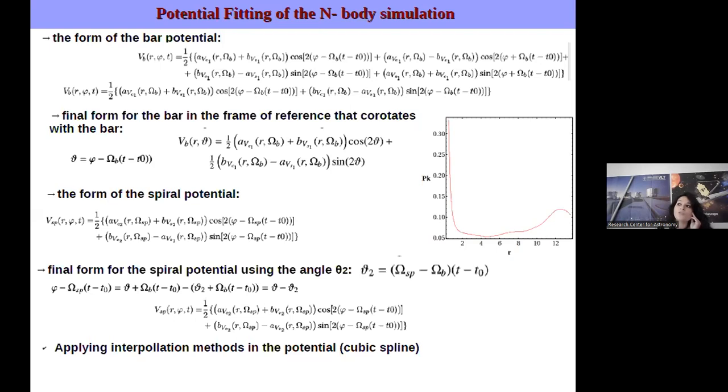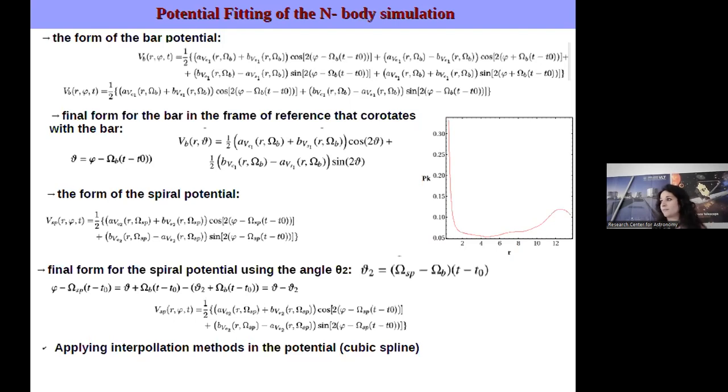And we also did the same for the spiral potential. It has a similar form, but here we import another angle, theta 2, which corresponds to the phase difference that is produced due to the difference of the pattern speeds of the spiral arms and the bar.